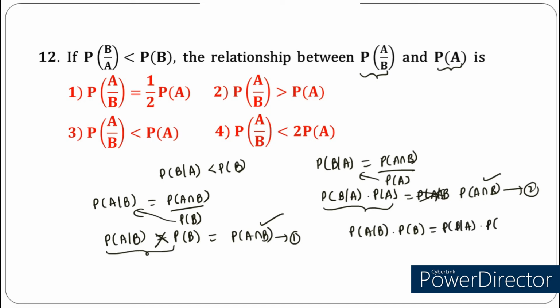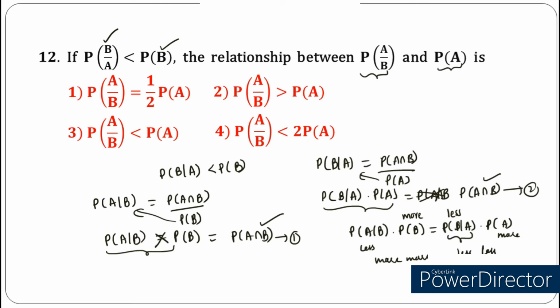P of A. Right, now here they are told P of B bar A is less compared to P of B. See, P of B bar A is less, this is less, this is more. But still the values are equal. That means this has to be less, this has to be more. Then only they will become equal, right? Less into more. If you have both more on LHS and both less on RHS, can they be equal?